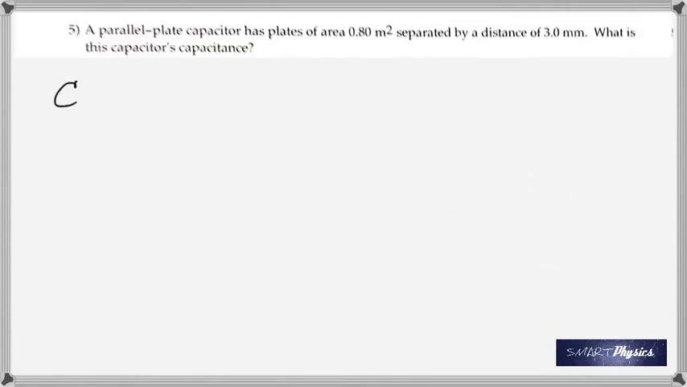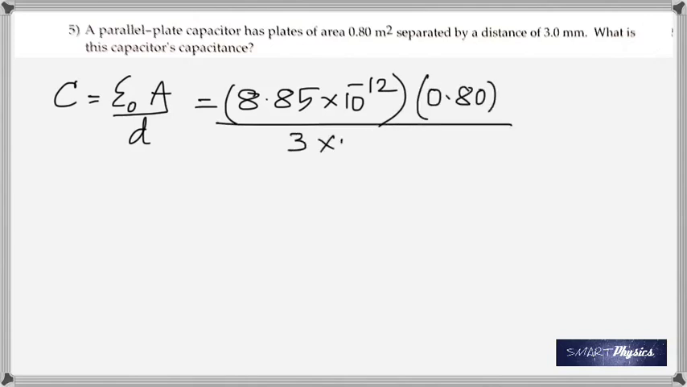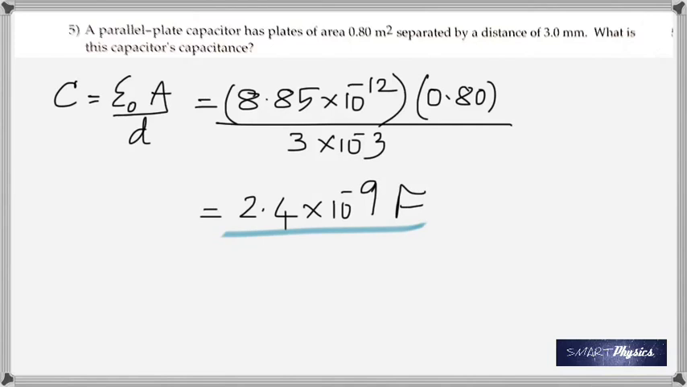And then you go to number 5. Again, it's a parallel plate capacitor, plate area given, distance given. What is the capacitance? This time the dielectric constant is 1 because it's air or free space. If nothing is mentioned, you take K as 1. Straightforward question. And you have the answer as 2.4 times 10 to the negative 9 farad.